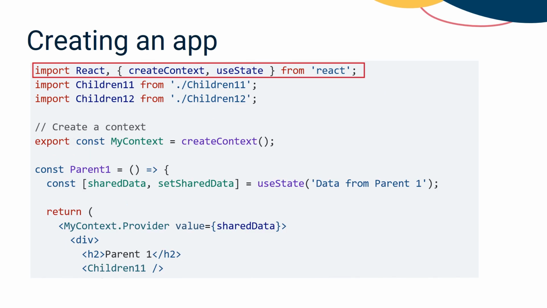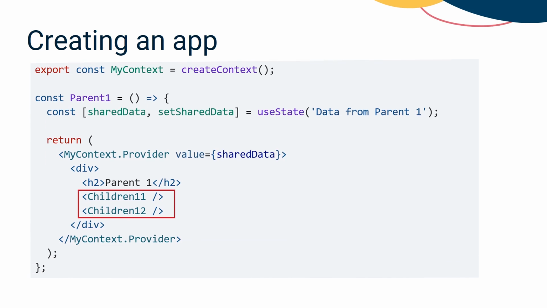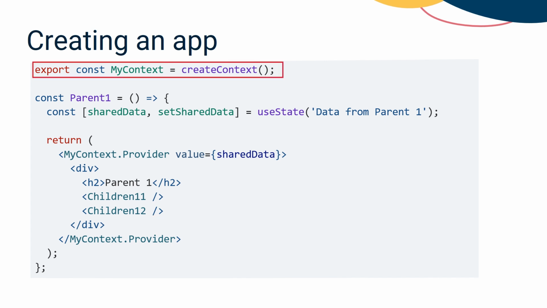The code creates a React component called parent1, which uses React's Context API to share a piece of state that is shared data with its child components, children 11 and children 12. The context, myContext, is created using createContext and provides a way to pass shared data down the component tree without needing to pass props manually at each level.